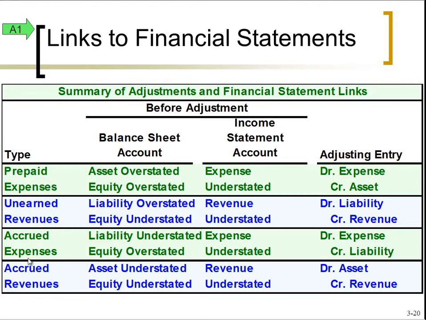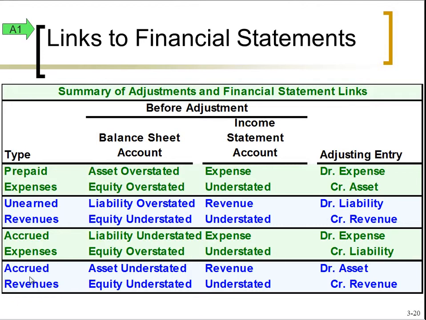With the accrued expenses, we would debit an expense to increase it, and we'd credit the liability to increase that. So before we increase, the expense is going to be understated. Before we increase the liability, it's going to be understated. And if an expense is understated, that means our net income was too high because we didn't reduce it by enough expense, and our retained earnings was too high, it's overstated. Therefore, our equity overall is overstated.